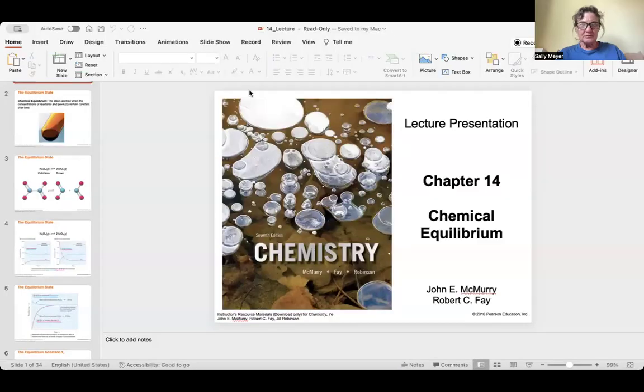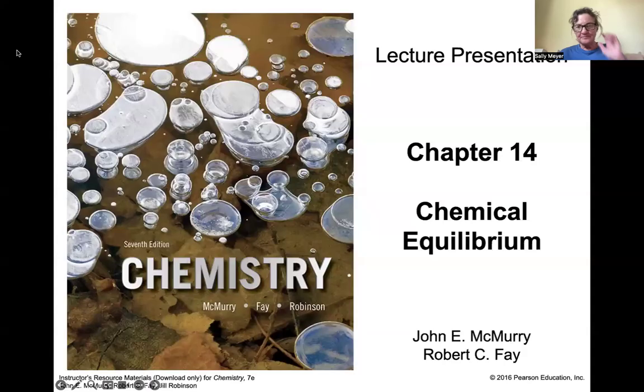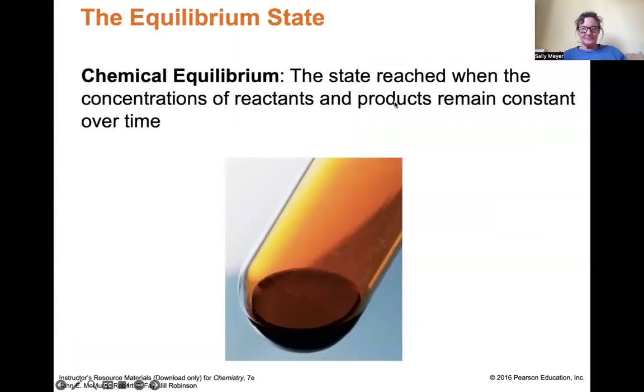We are going to start talking about equilibrium. Equilibrium is where things end up, essentially. If we talk about kinetics, we talk about how fast a process takes place. If we talk about equilibrium, we are talking about when a process stops changing. We will make sense out of that as we go through.